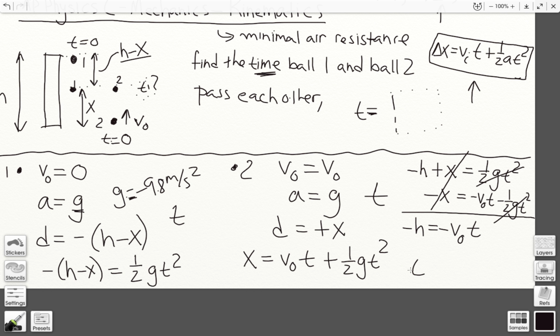So the time it takes will be h divided by v naught. And if we look at the units, let's say that h is in meters, and v naught is in meters per second. This turns out to be seconds. So that's a good way to check that your units match up. And so the time it takes is equal to h, the height of the building, over v naught, which was the initial velocity of ball 2.